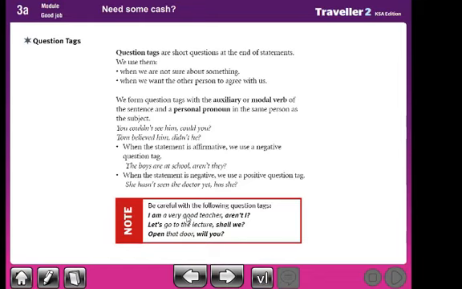You don't say amn't I. No. When you say he is, you say isn't he. You are, aren't you. She is, isn't she. I am, amn't I? No. You don't say amn't I. You say aren't I. I am a very good teacher, aren't I? Okay.